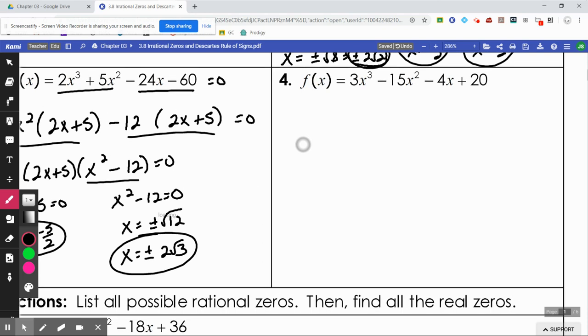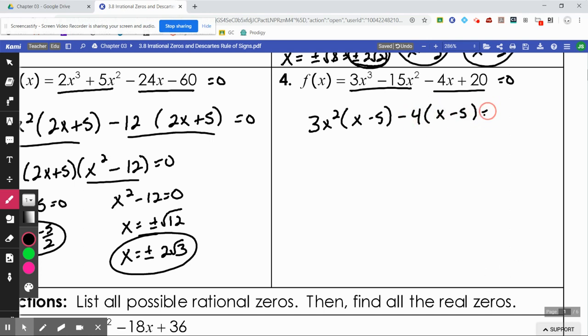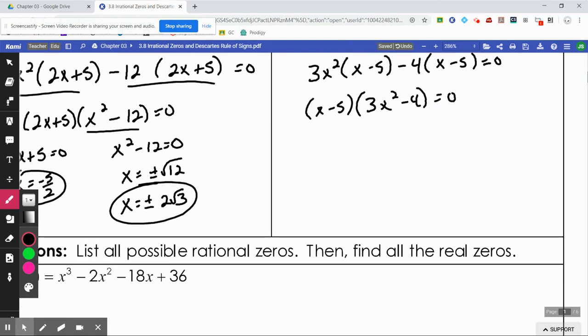Let's work one more. And again, this is another factor by grouping. Set it equal to 0 to find our roots. Let's factor out a 3x squared out of our first group, leaves you with x minus 5. Let's factor a -4 out of our second group, which leaves us with x minus 5. Factor an x minus 5 out of both groups, leaves you with a 3x squared minus 4.